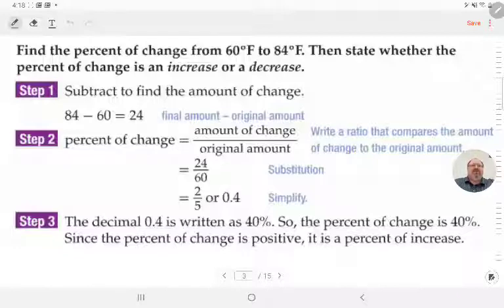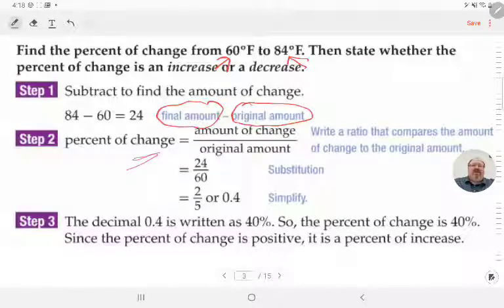All right. So we are to find the percent of change from 60 degrees to 84 degrees. Then state whether the percent of change is an increase or decrease. So we could subtract to find the amount of change. Now you're always going to take the final amount and then subtract the original amount. And that gives you the amount of change. So it's the final, minus the original. So 84 minus 60 is 24.